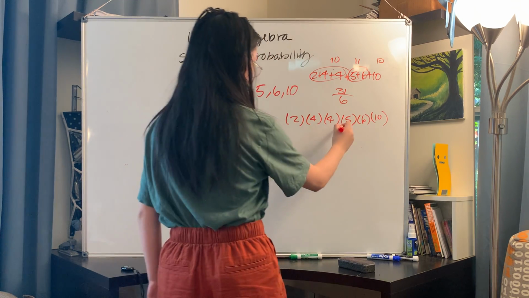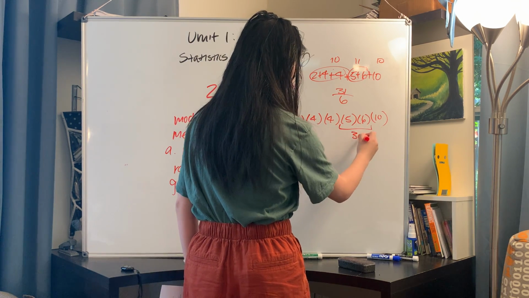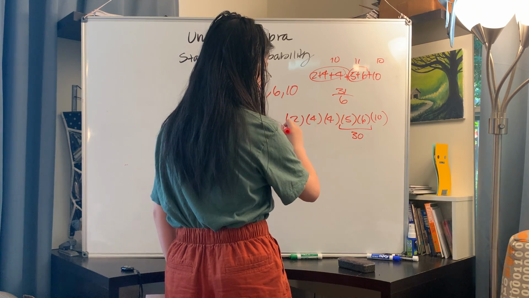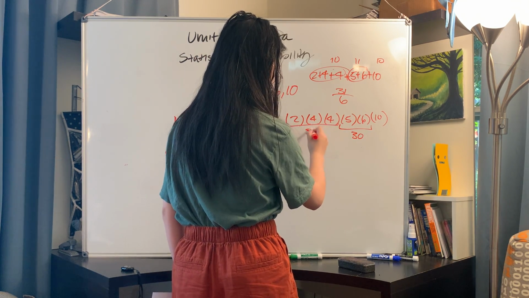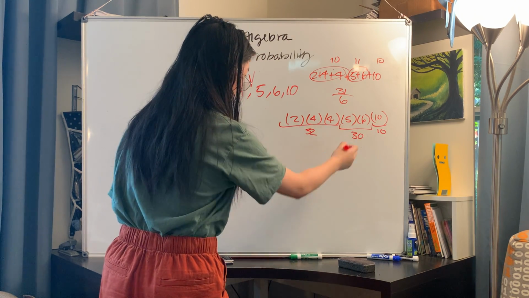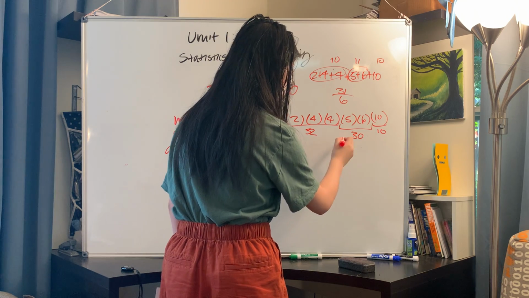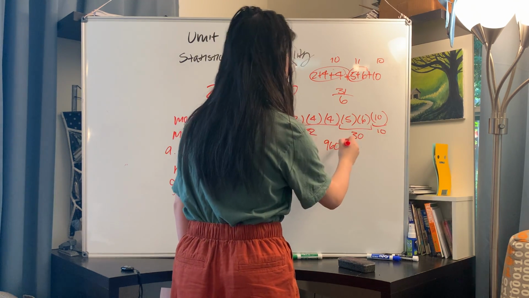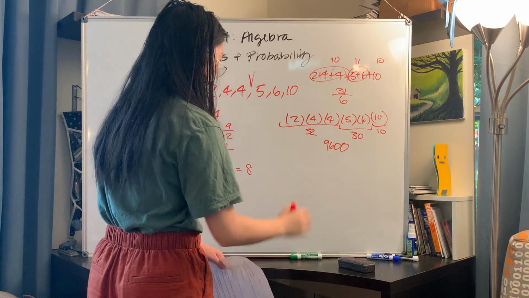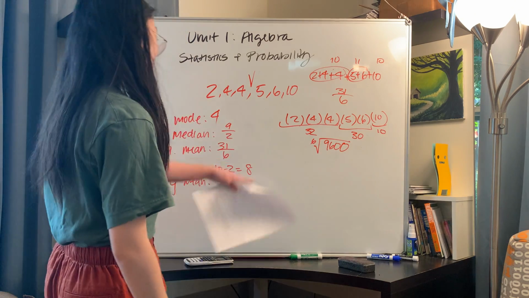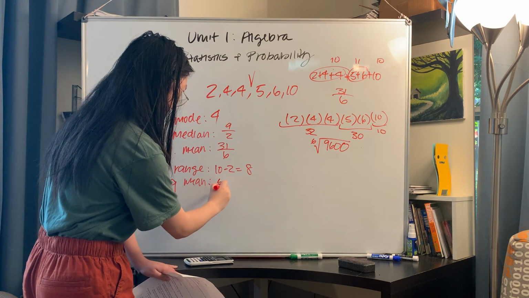So we have 5 times 6 is equal to 30. 4 times 4 is equal to 16 times 2 is equal to 32. And we have 10 here. And then 32 times 30 is equal to 960. 960 times 10 is 9,600. Then we're taking this to the 6th root. And I'm going to leave this answer like this.